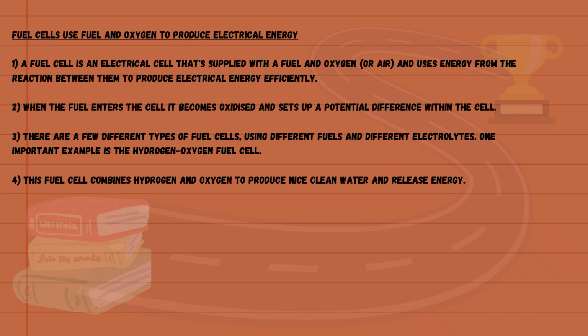When the fuel enters the cell, it becomes oxidized and sets up potential difference within the cell. There are a few different types of fuel cells using different fuels and different electrolytes. One important example is the hydrogen-oxygen fuel cell. This fuel cell combines hydrogen and oxygen to produce nice, clean water and release energy.